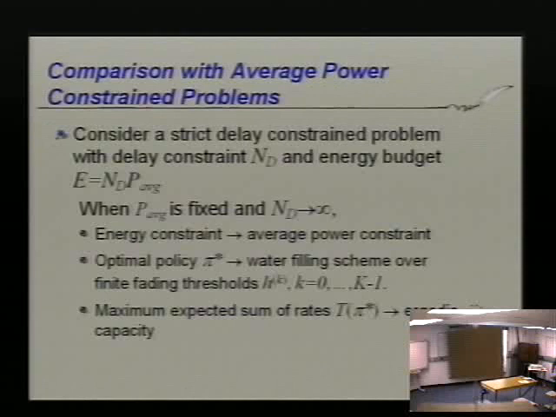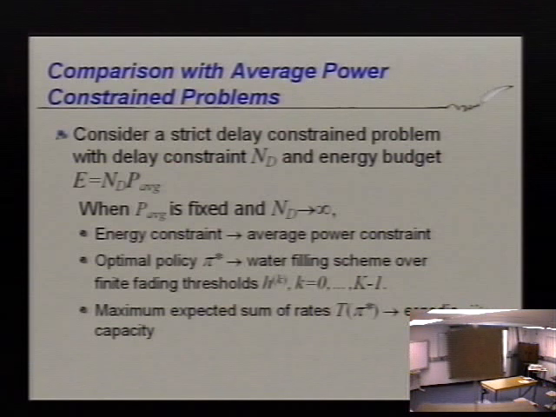And another thing is we want to build some connection between the energy constraint power control problem and the average power constraint power control problem. So here let's consider a strict delay constraint problem with a delay constraint N_D, and the energy budget is capital E, which is N_D times the average power constraint. If we let N_D go to infinity, so does this total energy budget. However, this average power constraint P average is fixed. So our energy constraint power control problem tends to be the average power constraint power control problem.